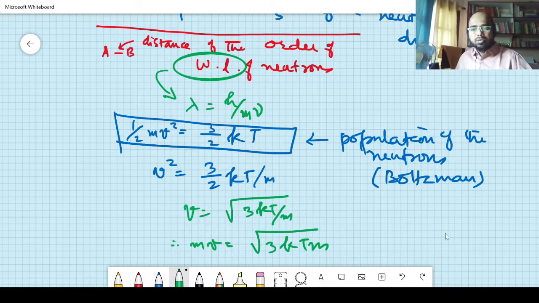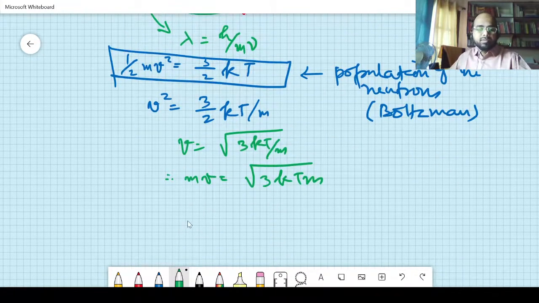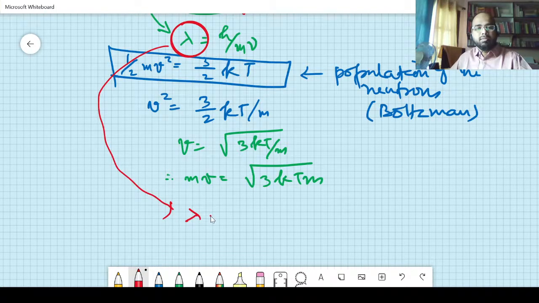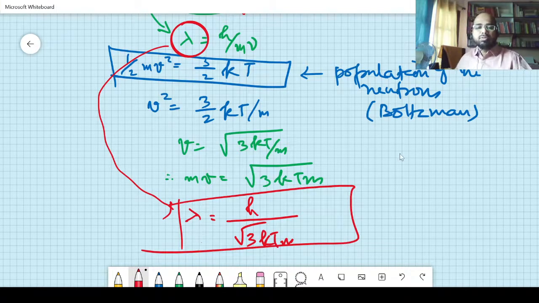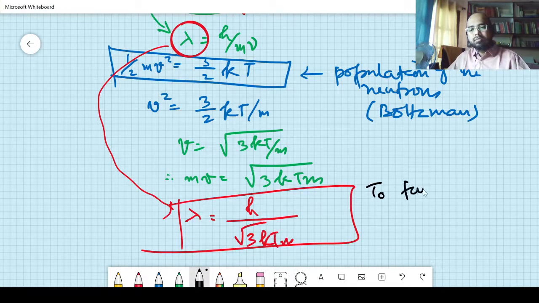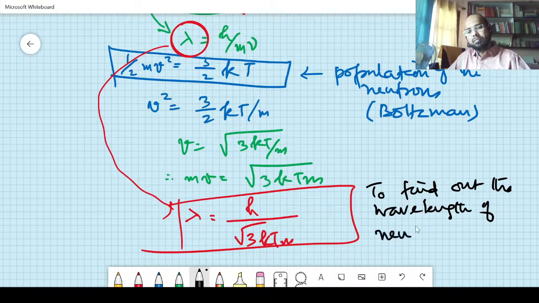Right? So you substitute this in that first equation. Where is that first equation? Here is this first equation. Simply substitute, and lambda will be equal to h by root of 3 kT m. Right? So this is the equation that you are going to get to calculate the wavelength, to find out the wavelength of neutrons. Remember, this is important only because neutron has been considered as a particle.